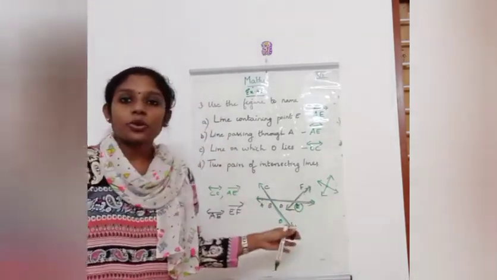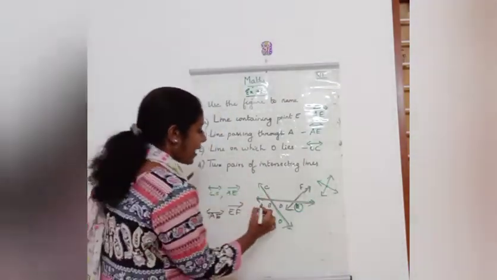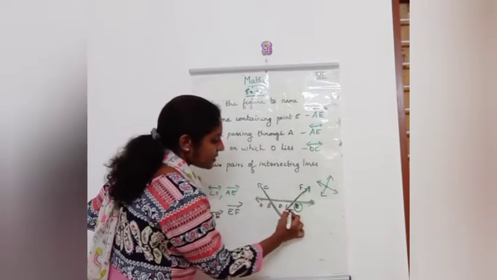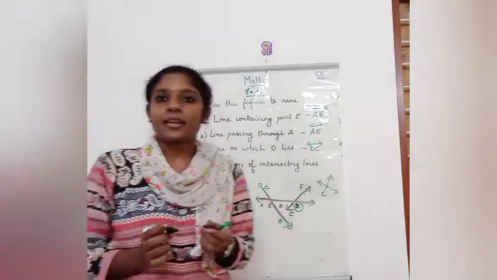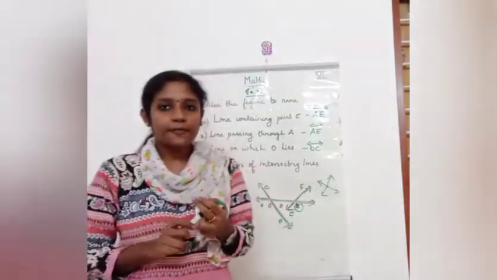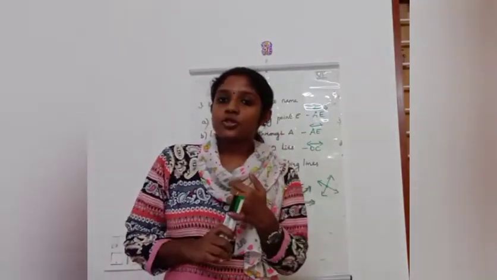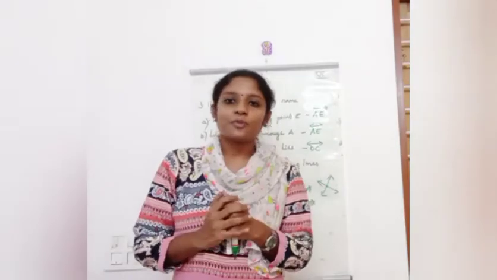So if it is not clear when you look at this picture, just refer to your textbook. You are marking the intersecting lines. This is also an intersecting line. Same like this, EF. EF and AE are intersecting lines. Okay, so hope this is clear for you. First is to mark the lines, then it is to mark the intersecting lines. Okay, so hope that is clear for you. Now we'll move to the next question.